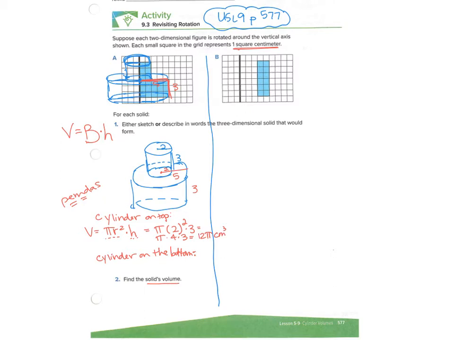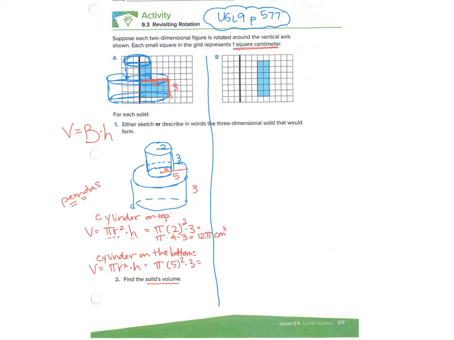You can multiply by pi on your calculator. I'm not sure what decimal that is. I don't have my calculator handy, but you can do 12 times pi and then get a decimal value. I would keep it with pi for right now. So then the cylinder on the bottom, same formula. The volume is the area of the base times the height. In this case, that's pi times 5 squared times 3.